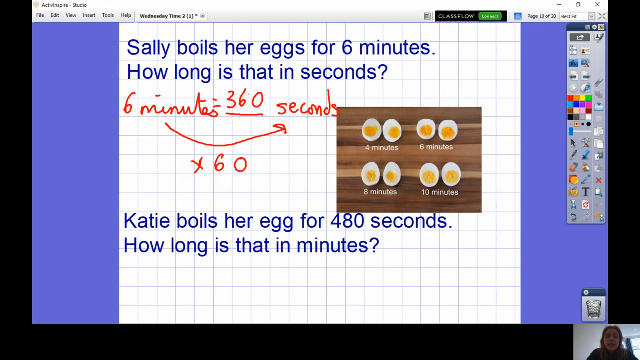Let's look at this one then. Katie boils her egg for 480 seconds. How long is that in minutes? Okay, here I'm going from seconds to minutes. Small to big.